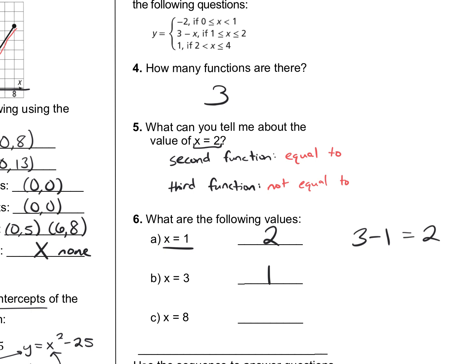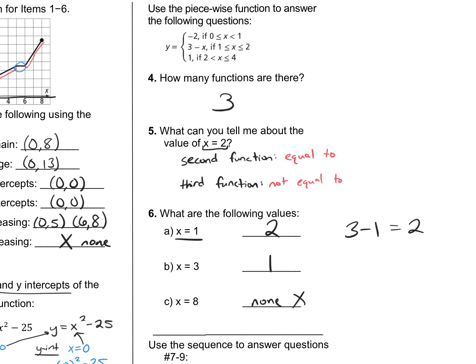X equals 8. What interval does it lie in? None. Why do you say none? Right, there's no 8 out here, and 8 is not in between 2 and 4, so there is no value for 8. You put none or put an x through there. Questions on the piecewise functions?